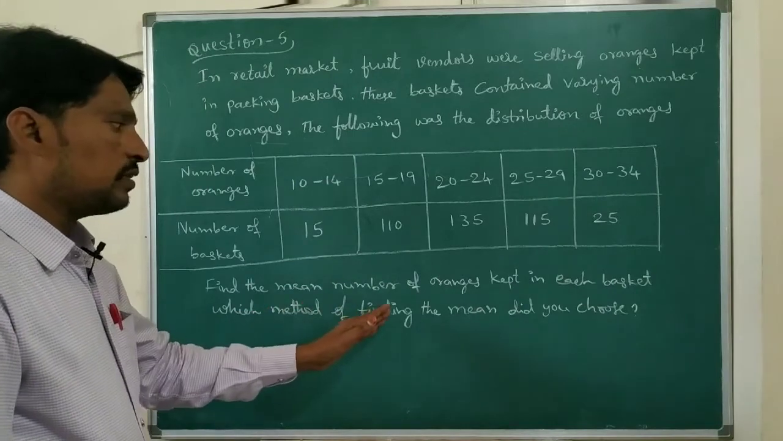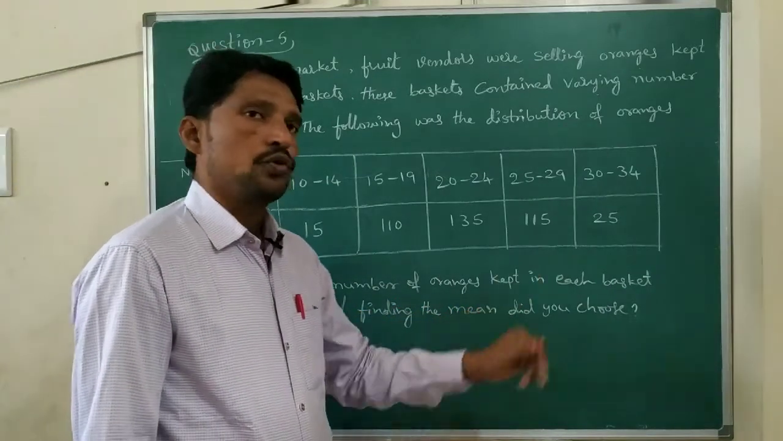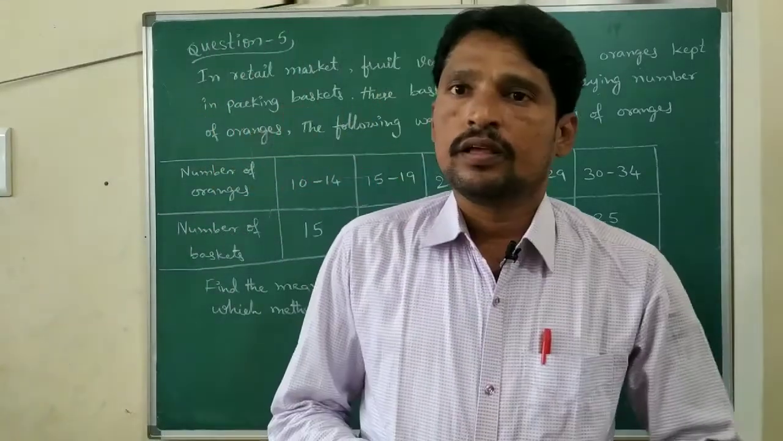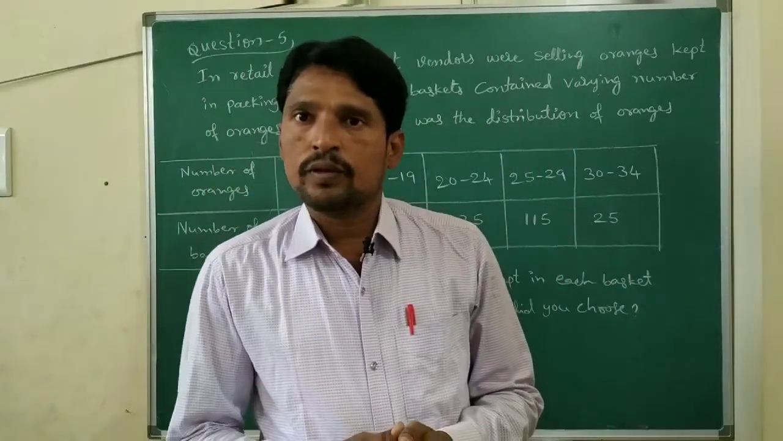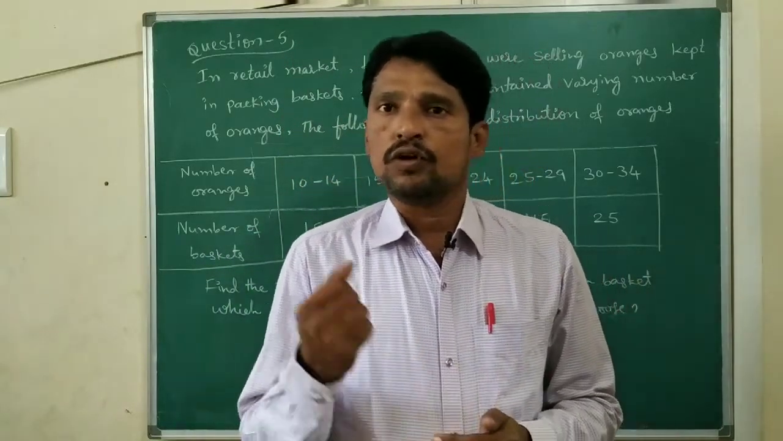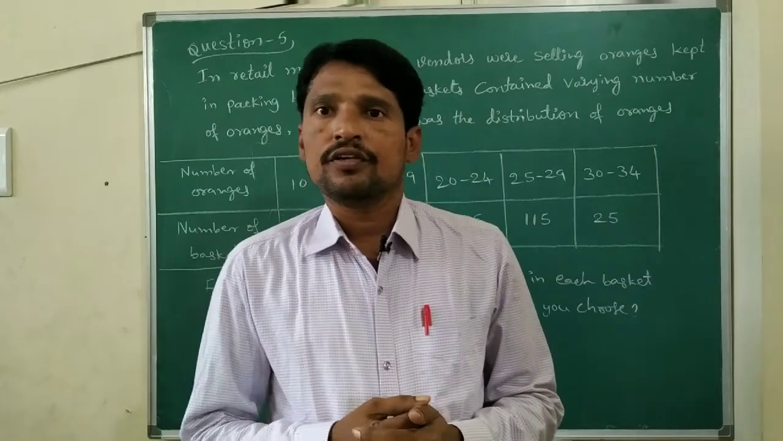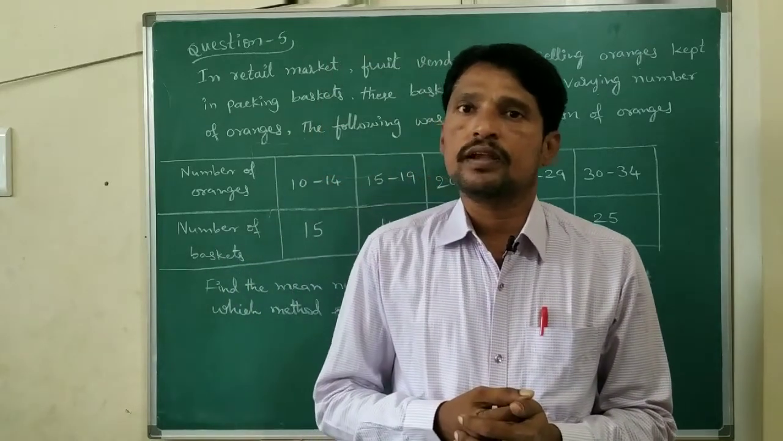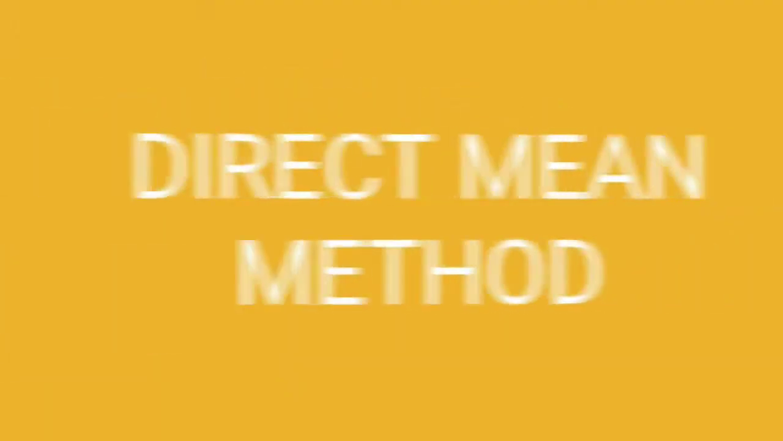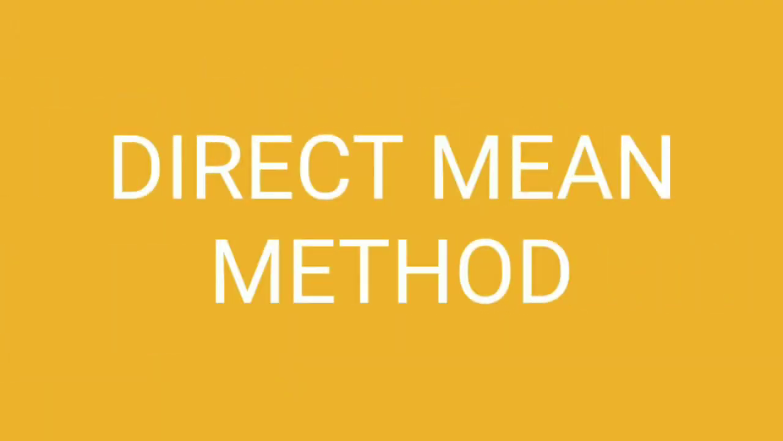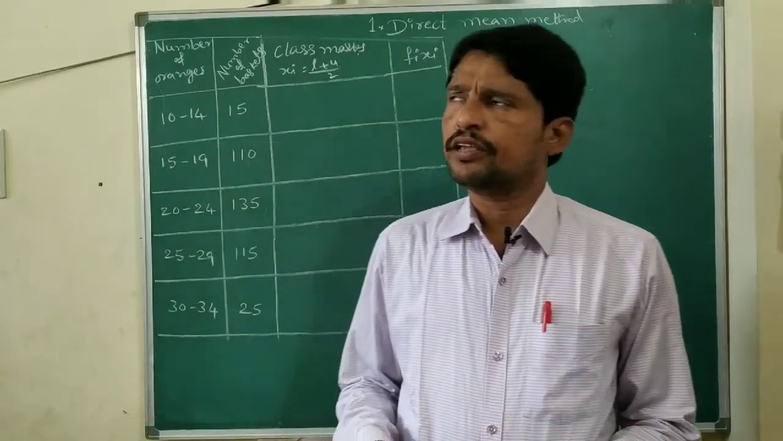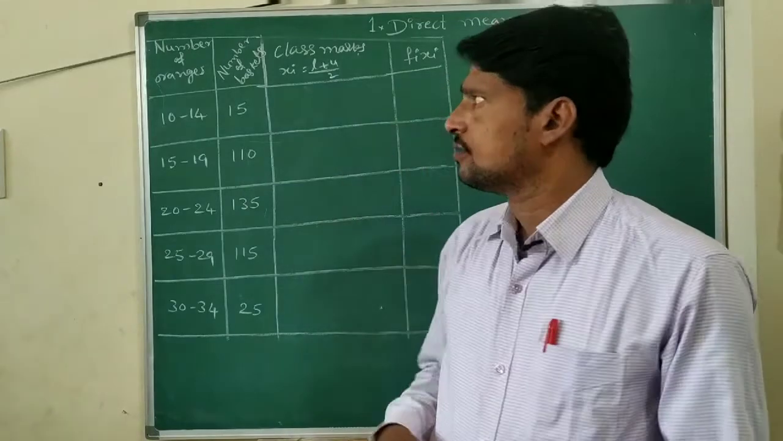Which method of finding the mean did you choose? Here for this problem we are following three methods. The first one is the direct mean method, the second one is the assumed mean method, and the third one is the step deviation method. Now the first method, that is the direct mean method.